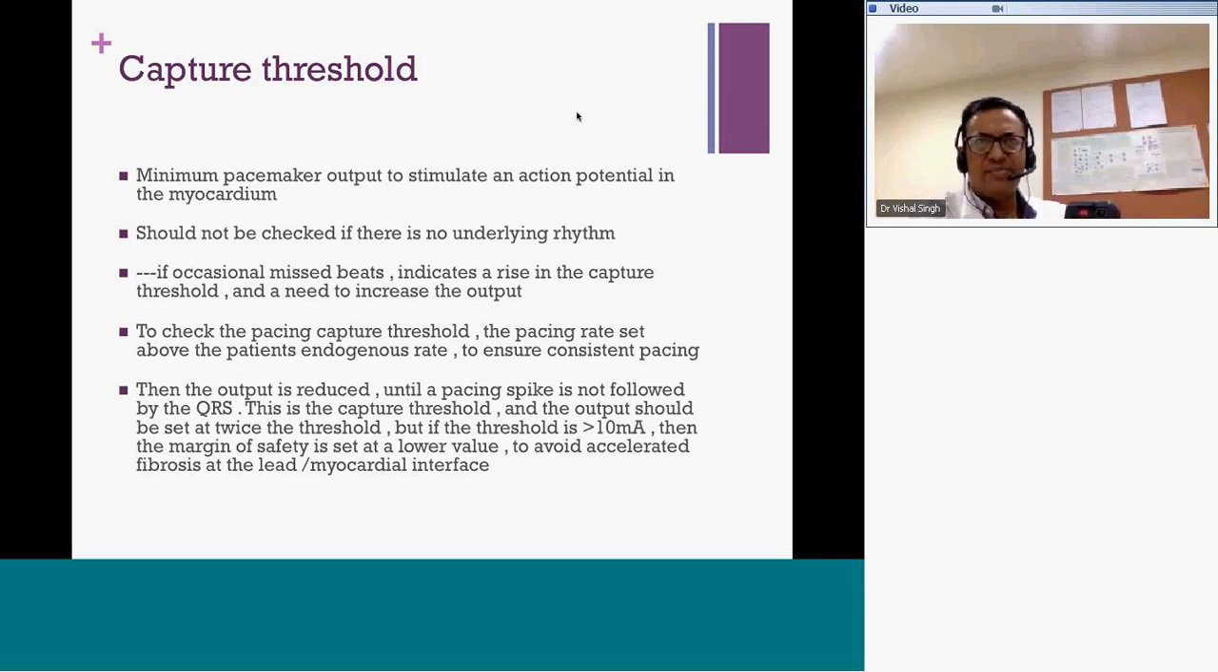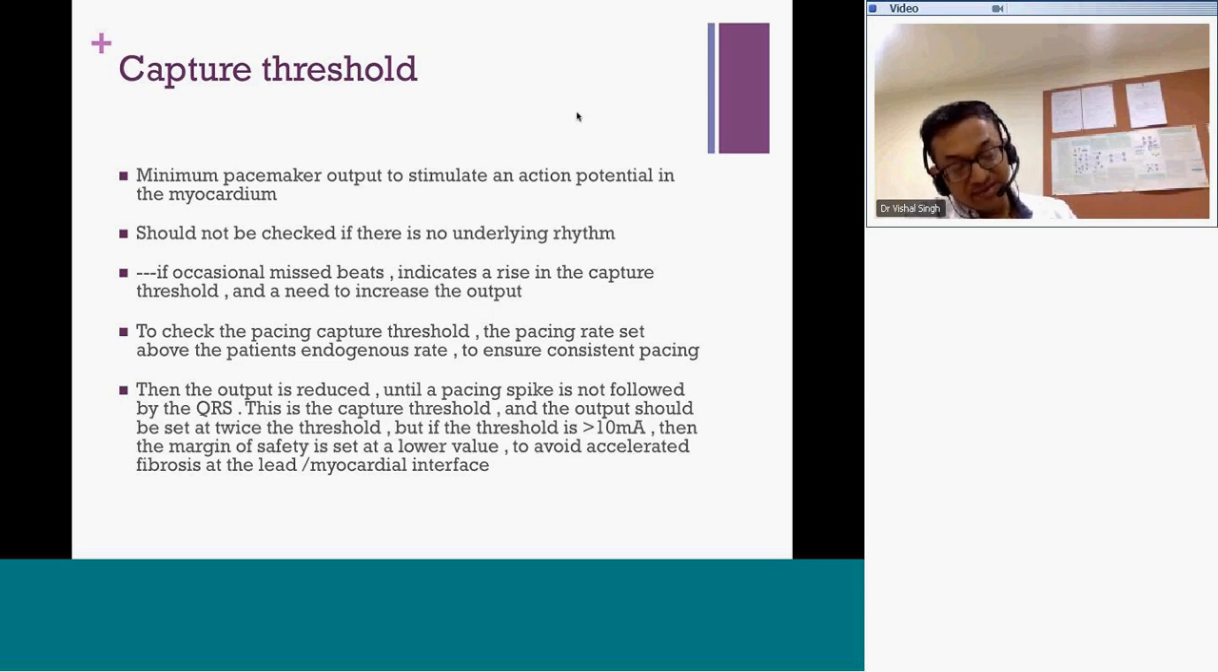If then when you're pacing, but occasionally the patient is not capturing, you may have to go up on the output. Now, if the patient capture threshold, the pacing rate is set above the patient's endogenous rate, to make sure that there is consistent pacing, then this output is reduced. See, I have to unlock and I have to reduce this output. So we are checking the pacing capture, the lowest output at which the pacing will happen. So for that, if I've kept it at 10, I reduce it.